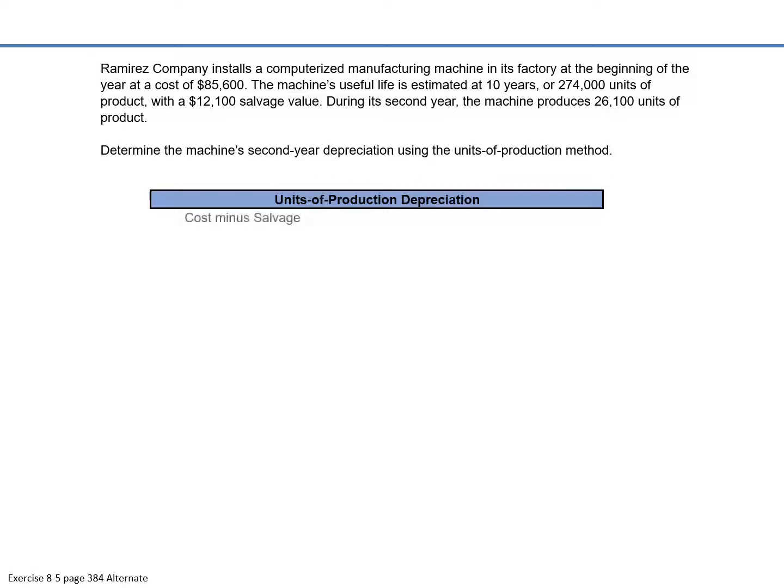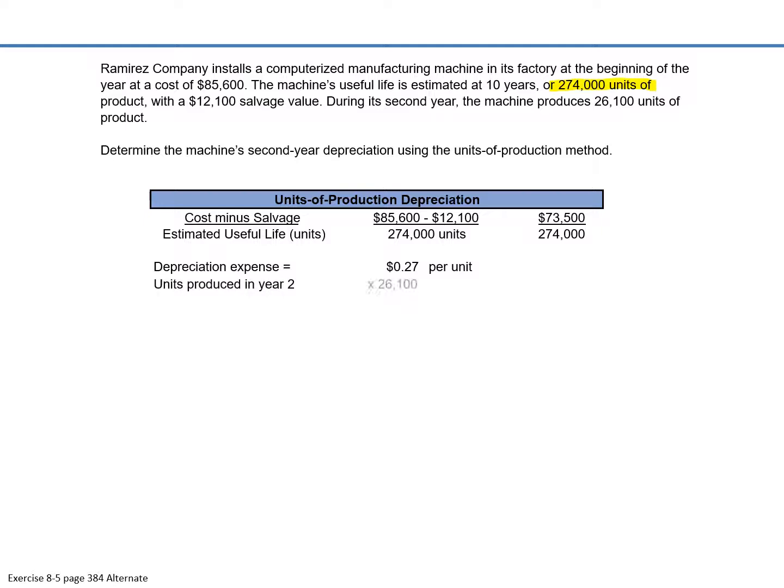All right, so under units of production, cost minus salvage divided by number of units to be produced. $85,600 cost less $12,100 salvage value divided by 274,000 units, they tell us right here, equals 27 cents per unit times 26,100 units that they are going to produce in year two. Total depreciation expense for year two, $7,047.